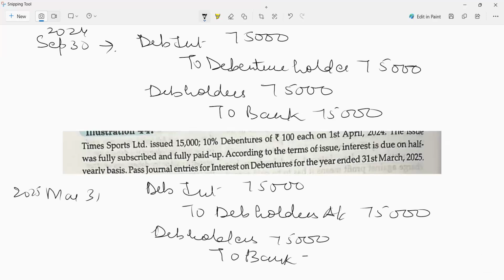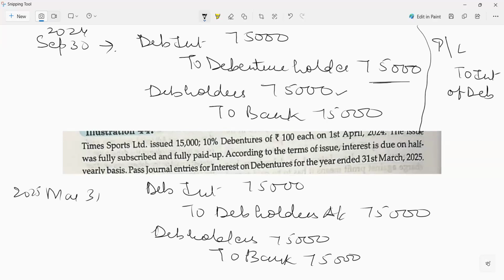And if you remember, I told you in the previous slide that whatever is the interest, it is a charge against profit. So the last entry will be, we are going to transfer the entire debenture interest amount to the profit and loss account. So that entry will be profit and loss account debit to interest on debentures. We are going to transfer the total interest, 75,000 plus 75,000, so it will be 1,50,000. This is the last entry we are going to pass.